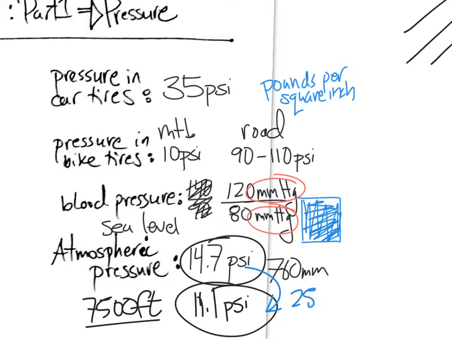About 25% less air pressure up here, which means less oxygen, which is why when people come up from sea level, it's hard for them to breathe. I like that when I go bike riding with them.